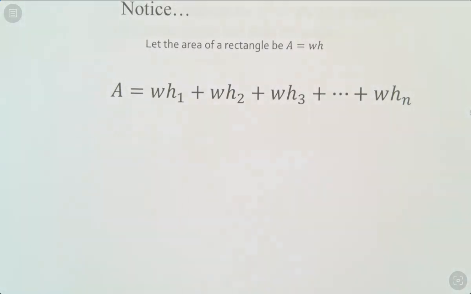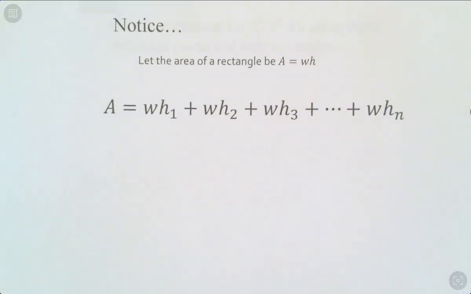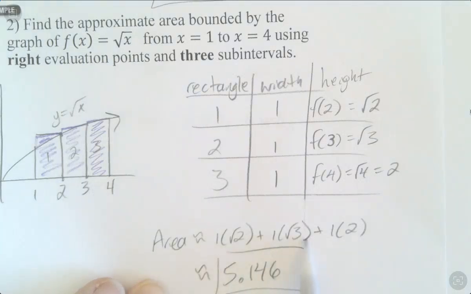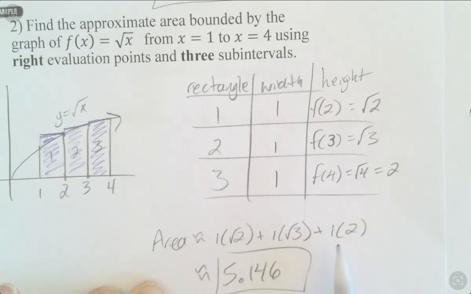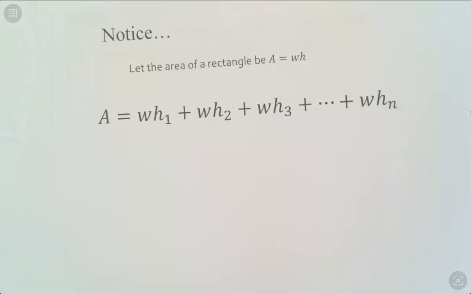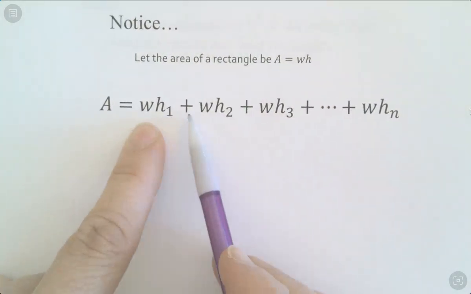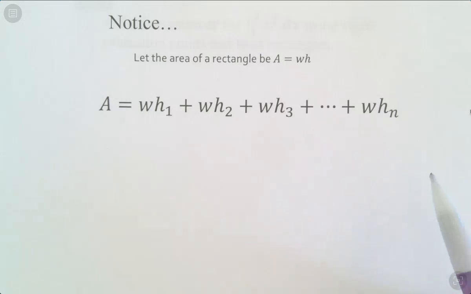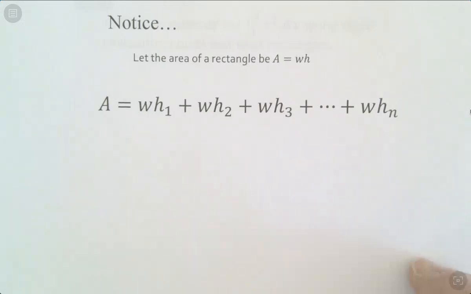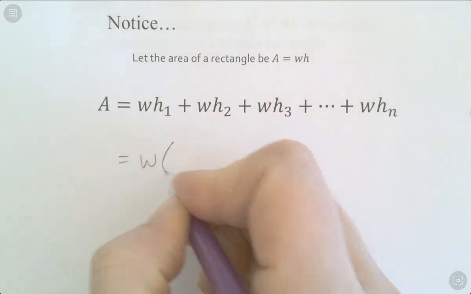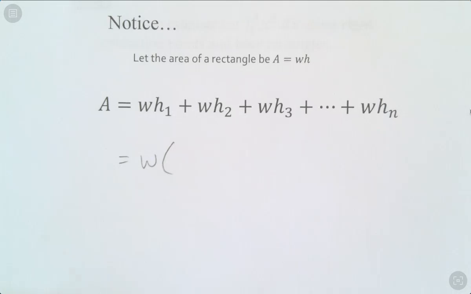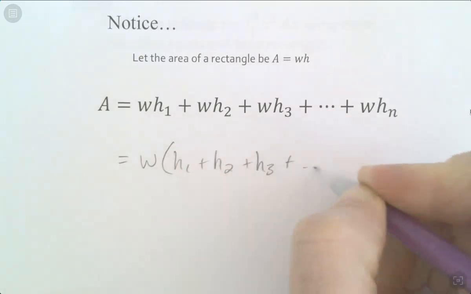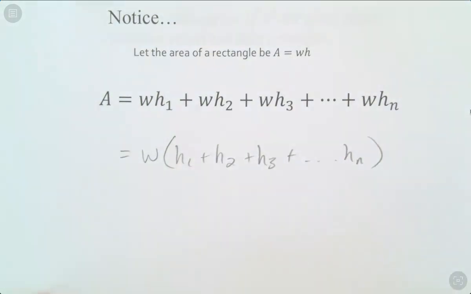All right. So you should have noticed that when we were finding the area of these rectangles, we were doing the width times the height plus the width times the height plus the width times the height. Now, Riemann is the one that said, let's make all of our widths the same. So if we have an expression like width times height 1 plus width times height 2 plus width times height 3, et cetera, don't they all have a common factor of W? So couldn't you factor out the W? And yes. And then you'd be left with what? H1 plus H2 plus H3 plus ... plus H sub n.